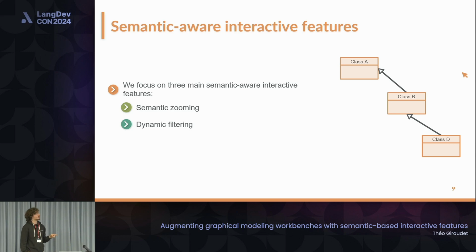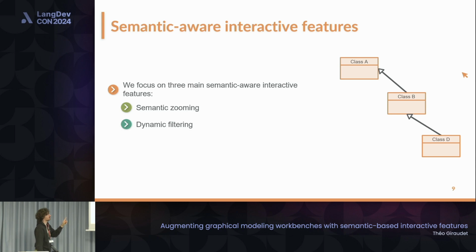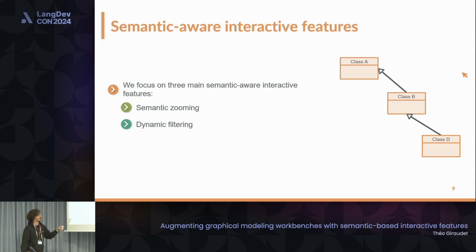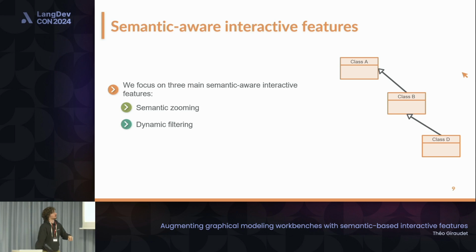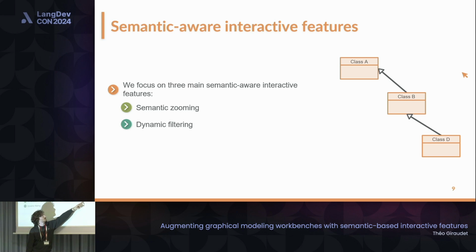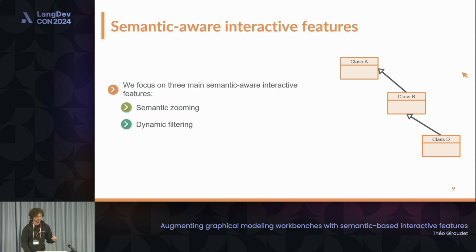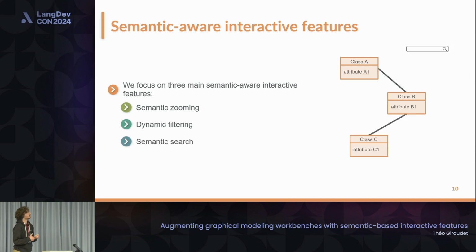Another interesting thing to know about the dynamic filtering is that this filter can be propagated. So if we, for instance, focus on the class D and we click on the same button, the class B will be displayed, but also the class A, recursively. And the last one is a semantic search.